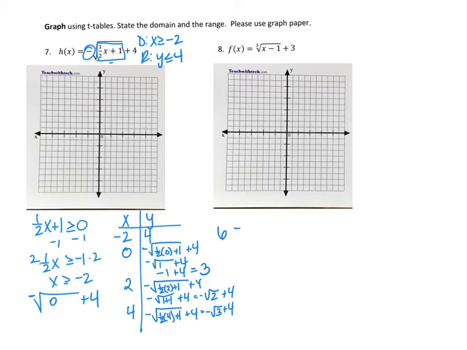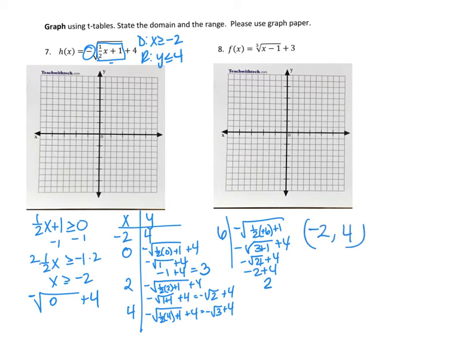6: negative square root of 1/2 times 6 plus 1, plus 4. That's the negative square root of 3 plus 1, plus 4. That's the negative square root of 4 plus 4, which is -2 plus 4, and that equals 2. So I have 3 good points here: -2, 4, that's where it starts.